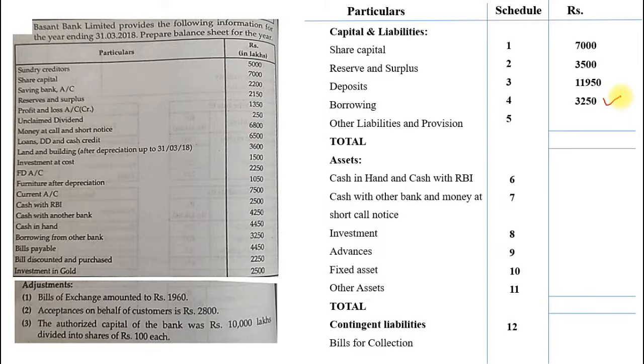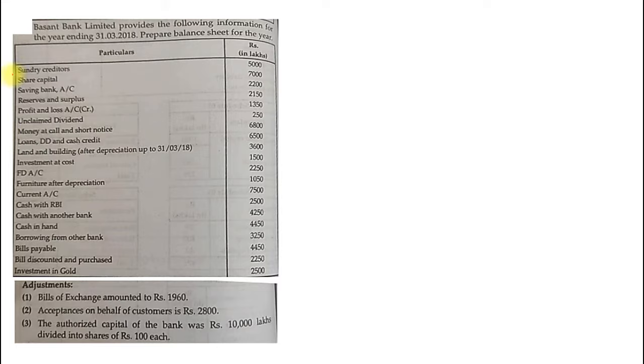Now whatever liabilities remain, that comes under other liabilities. Chalo, again I'll just cross out. What other liabilities are there? Creditors, yes. Share capital has been done. Saving is done. Reserve is done. P&L is done. Unclaimed dividend, yes, that's a liability. Money call, no, no, loan doesn't come here. Investment, no. Fixed deposit has been done. Current has been done.